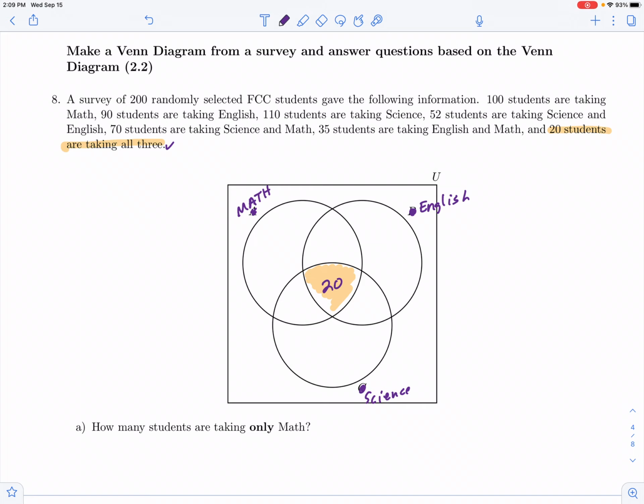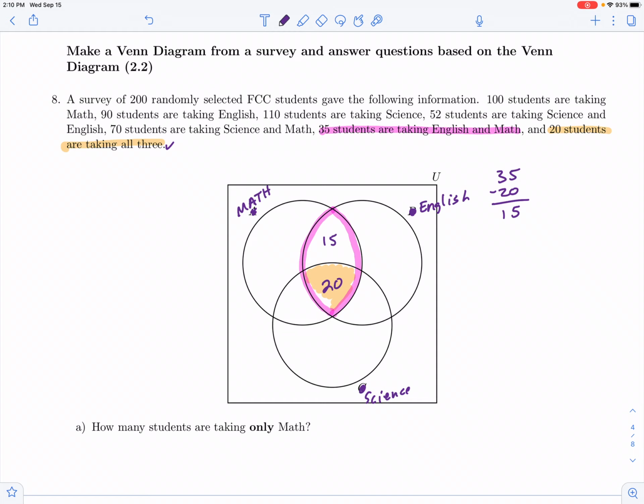Next, let's look at the English and math. Let me use a different color here, hopefully to help. 35 students are taking English and math, so this little football shape has to have 35 students in it total. But in the orange part, there's already 20 students in there. That 20 is counted as part of that 35. So to figure out what goes in that white section, we take our 35 minus our 20, and that tells us that 15 are just taking math and English.